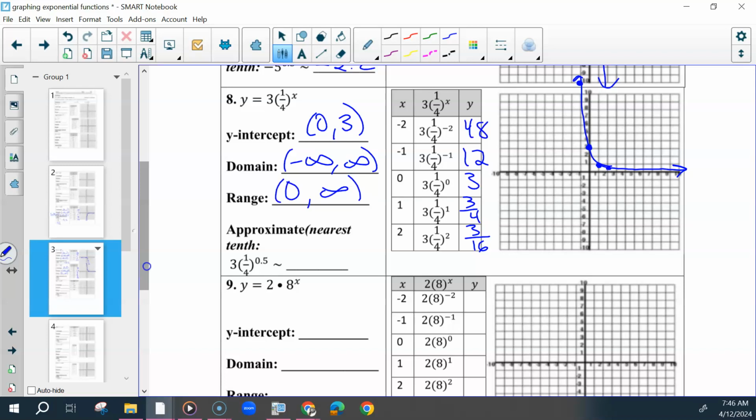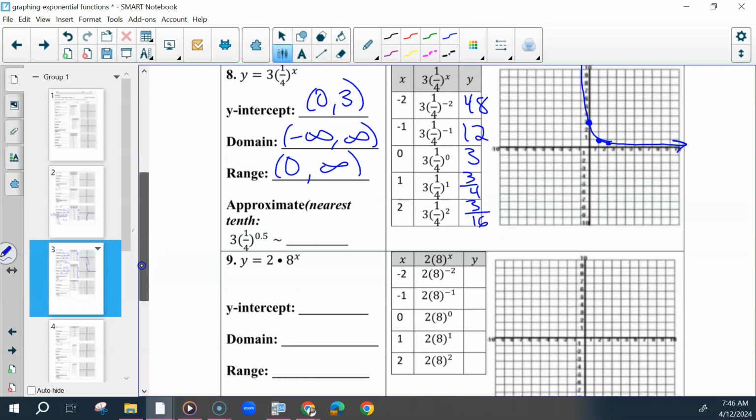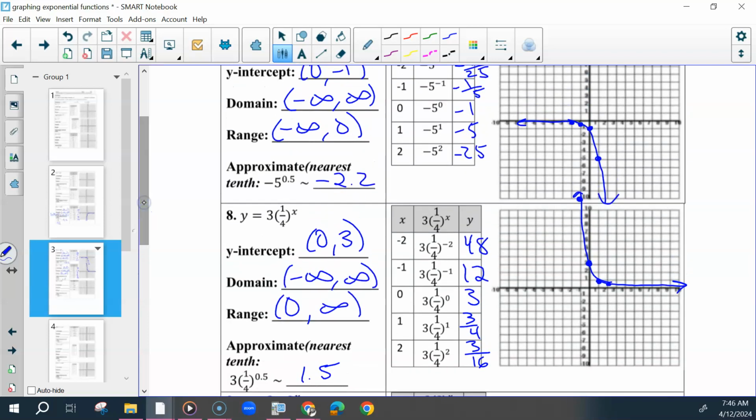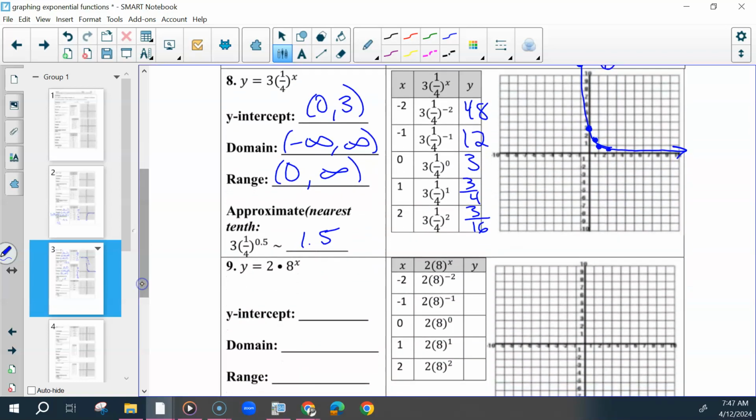Right. Go ahead and put this in your calculator. Make sure you're using the parentheses. Put 3 times 1/4 to the 0.5. What would that give us? 1.5. And if I had looked at where 0.5 would be, that's probably what I would have guessed also. Questions on that before we do 9?